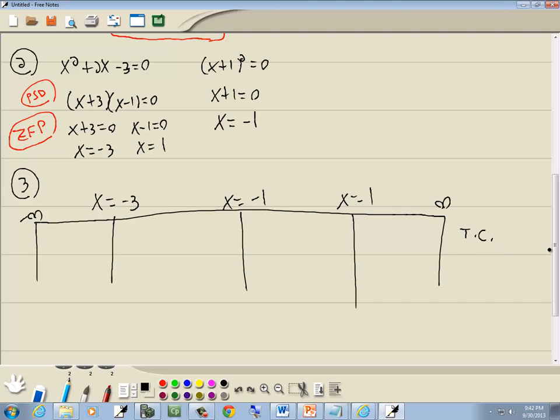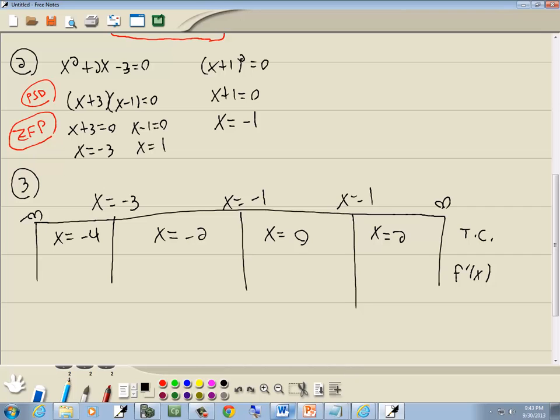Now we want to choose our test cases. So we want to choose an x value between negative infinity and -3, like -4. We want to choose an x value between -3 and -1. -2 is a perfect choice. We want to choose a value between -1 and 1, like 0. And we want to choose one greater than 1, like 2 or 3 or whatever. Now we're going to plug those into our derivative.